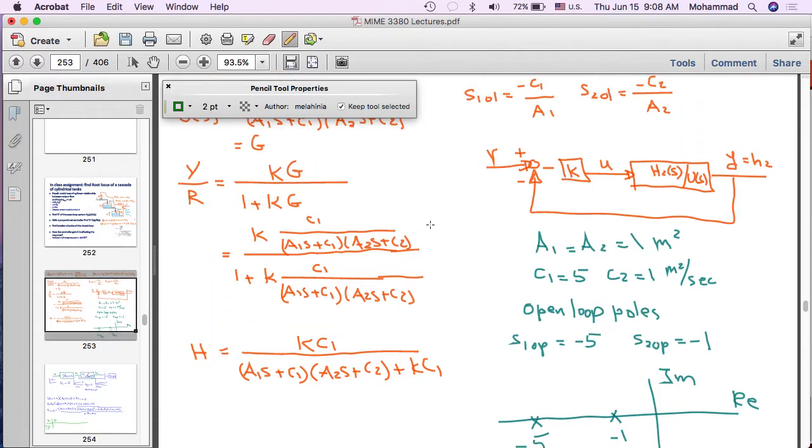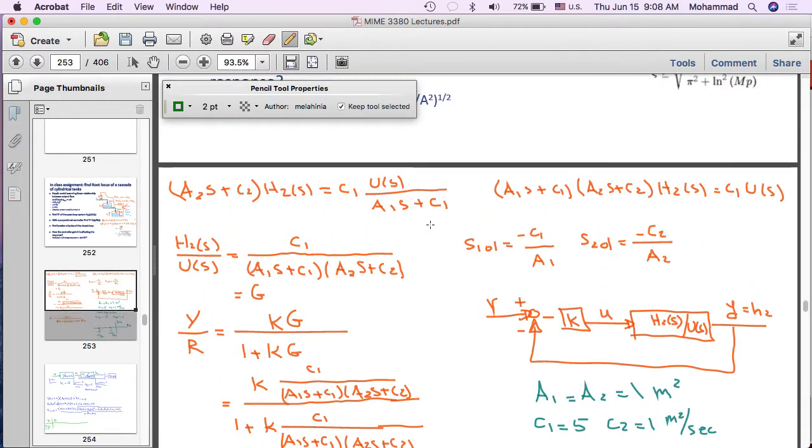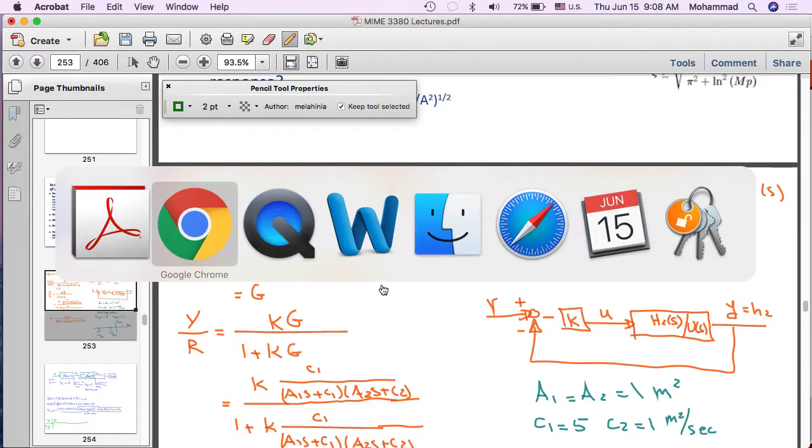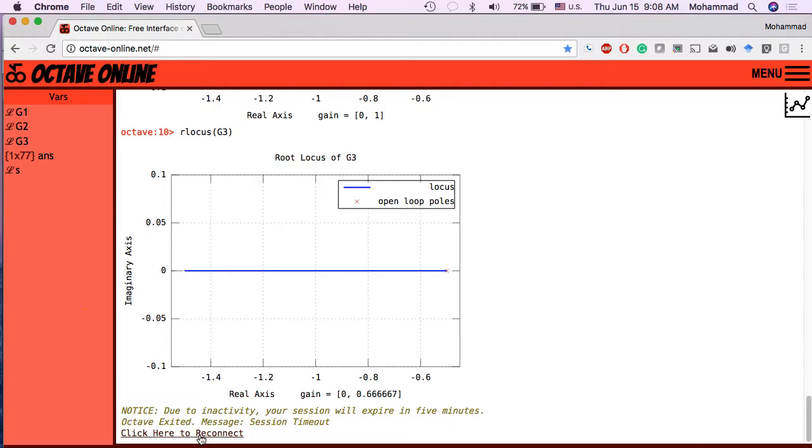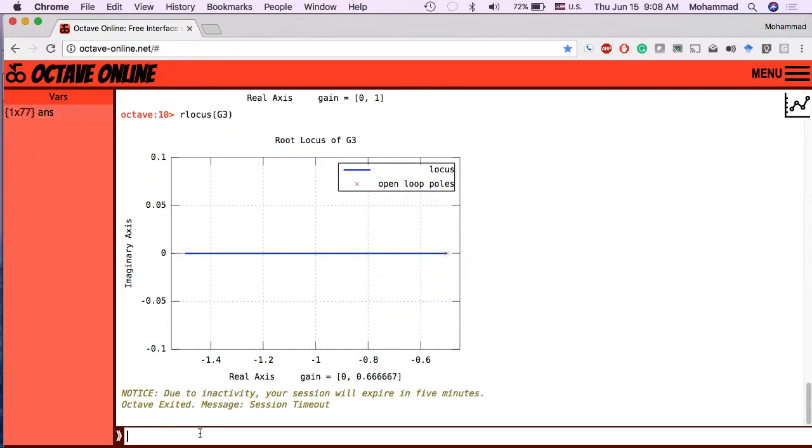So what we need to do is to go back to the open loop transfer function, which is right here: C1 over (A1 S + C1) times (A2 S + C2). So let's go ahead and calculate our transfer function. And if you have MATLAB open, please use MATLAB. It gives you more information. So, clc.